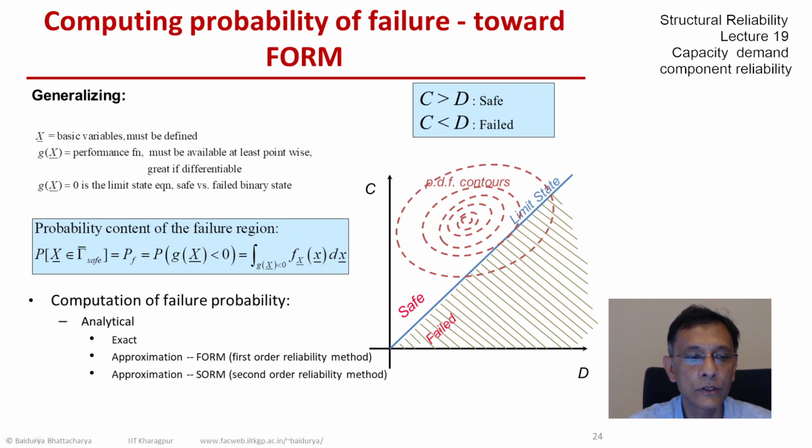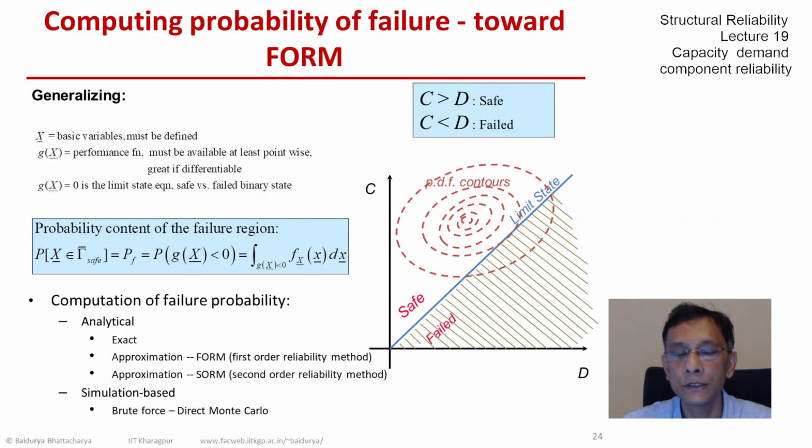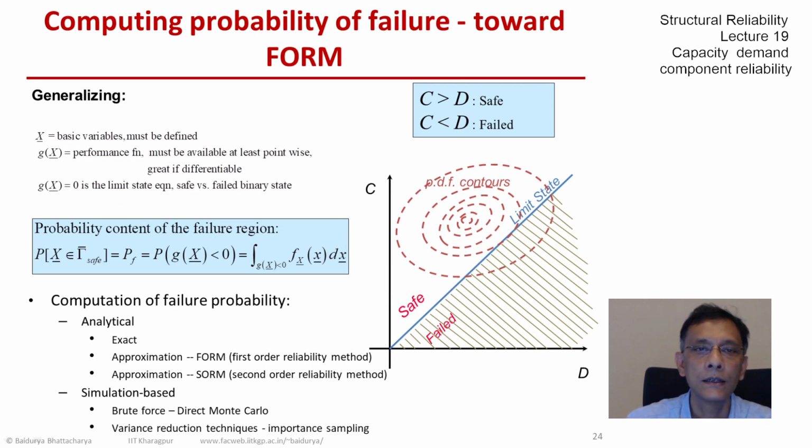Approximations: the very elegant first order reliability method, its little more complicated cousin, the second order reliability method, SORM, and then simulation based approaches, both direct or brute force Monte Carlo simulations, which we have alluded to in the past, and at least one variance reduction technique, the importance sampling method.